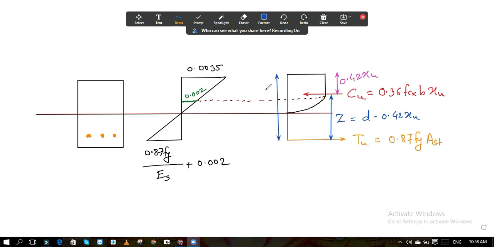This is your effective depth, small d, from the top up to this point. From top to bottom it will be your overall depth. You know all these things. So this is the basic diagram of the singly reinforced section.